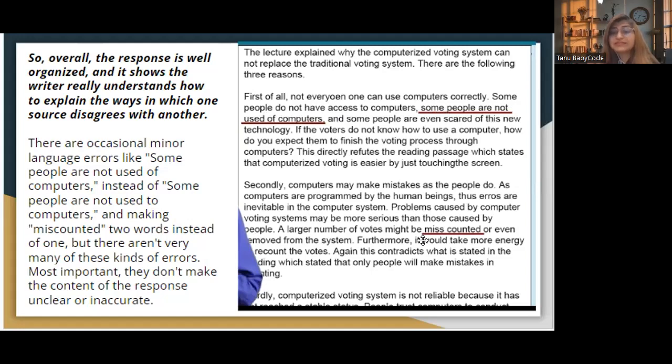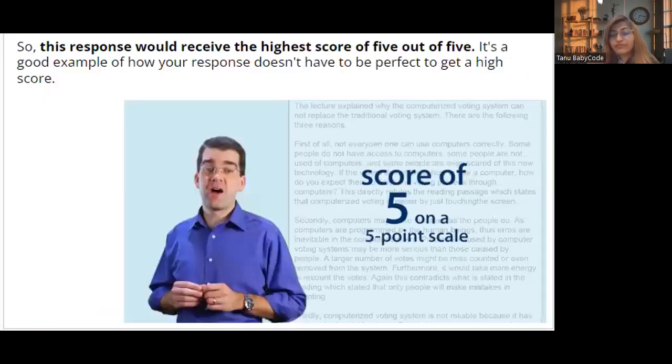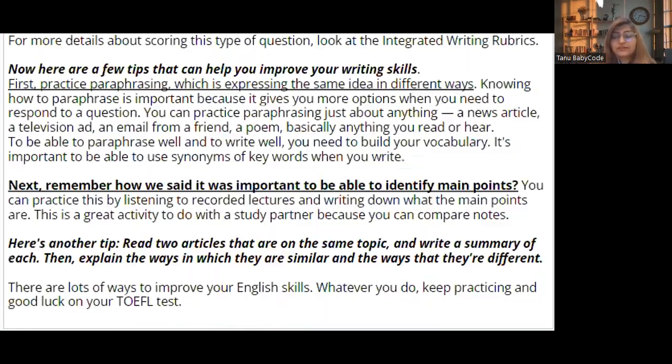And you can see here, "miscounted." It's a single word, miscounted, right? So there are little errors, but most important is they don't make the content inaccurate or unclear. The content is accurate and it is clear. The response is clear. So that's why this response got 5 out of 5, apart from some occasional errors, because the response was well organized and clear also, right?